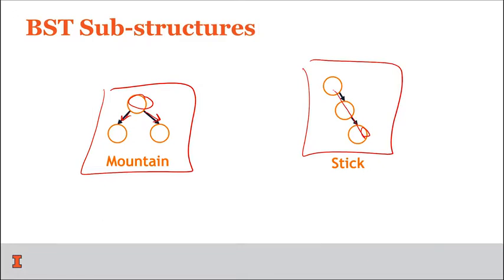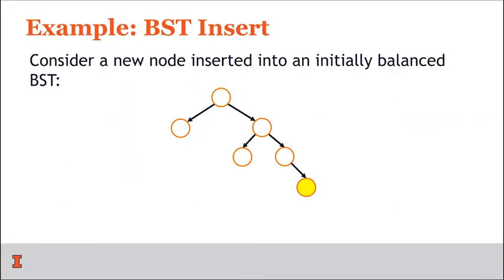The stick is going to be something that we're going to want to transform into a mountain. By transforming sticks into mountains, we're going to make sure that our binary tree stays as balanced as possible. So let's consider a binary search tree and a pretty simple example.